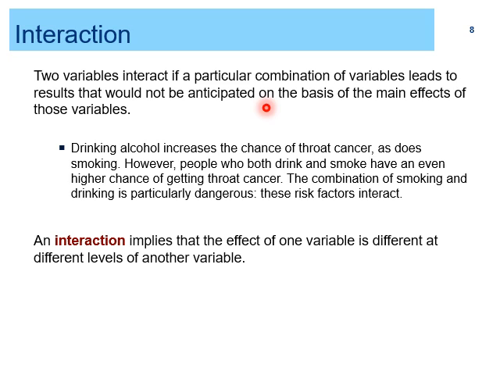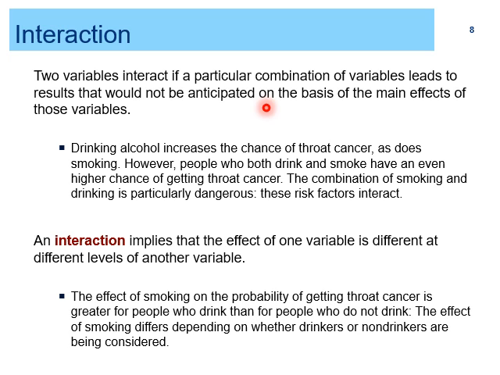So an interaction implies that the effect of one variable is different at different levels of the other variable. The effect of smoking on the probability of getting throat cancer is greater for people who drink than for people who do not drink. The effect of smoking differs depending on whether drinkers or non-drinkers are being considered. So that is the type of interaction we are taking into account.